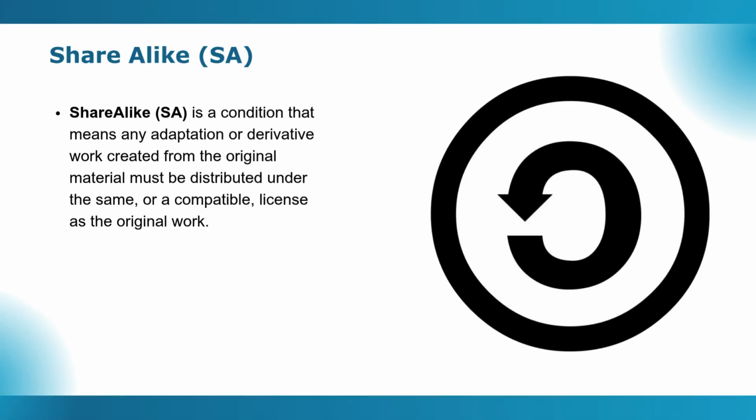Share alike, SA, is a condition that means any adaptation or derivative work created from the original material must be distributed under the same, or a compatible, license as the original work.